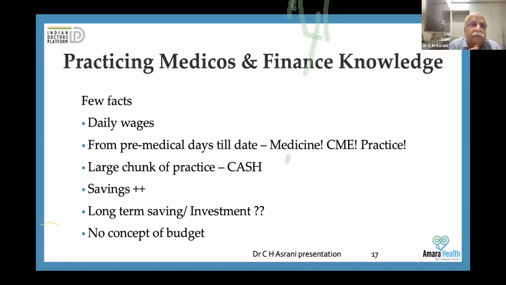We have no concept of budget. People who are in private practice, because we earn every day. If you work in 2 shifts, you earn in 2 shifts. And then you spend like that.